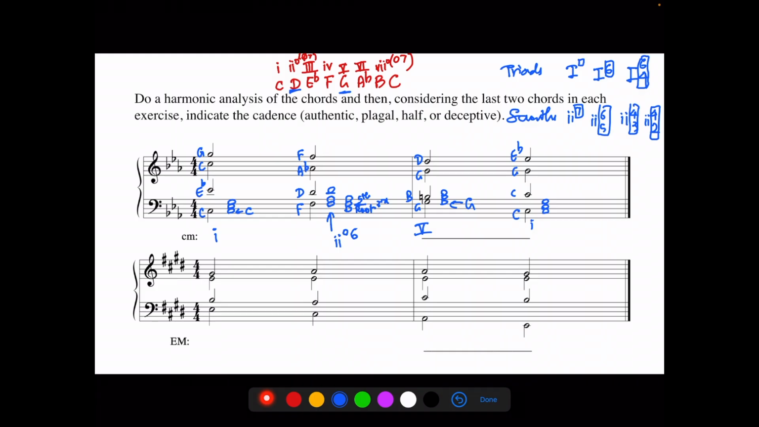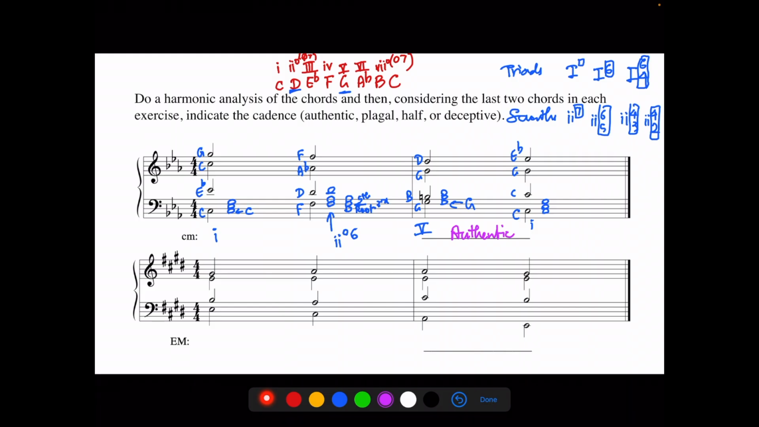Okay, so what we have here is 5 going to 1. That is authentic cadence, right? That's authentic cadence. So you can just write authentic. Normally, you would be asked to identify whether it's perfect authentic cadence or imperfect.